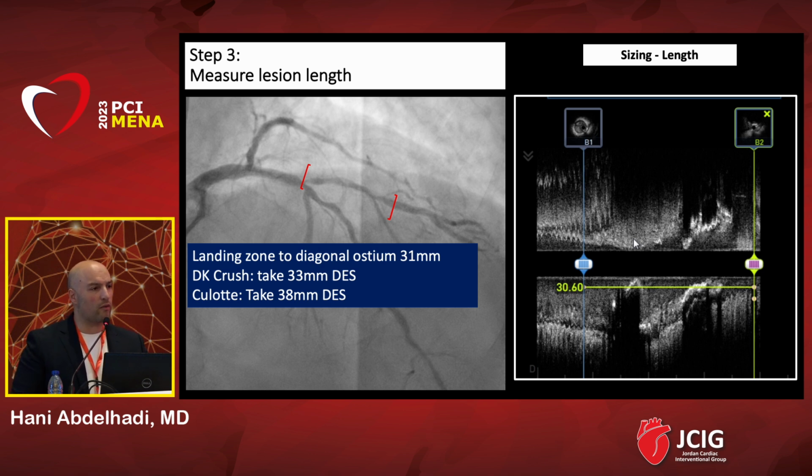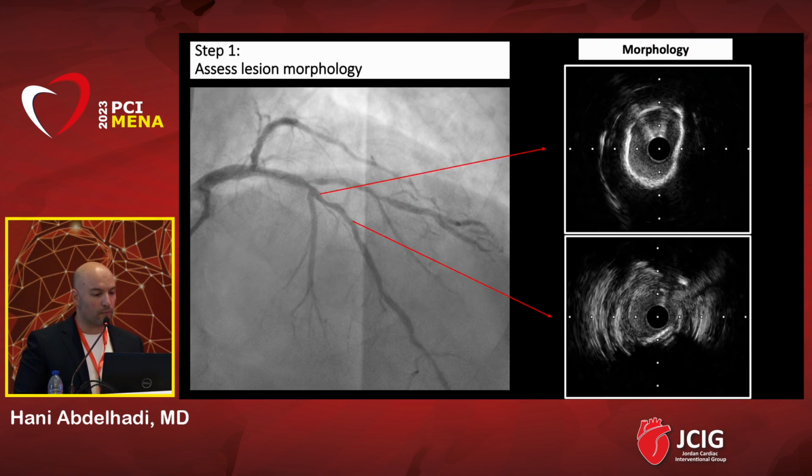Therefore, up front, you know that if it's 31 millimeters, if I'm going to do a DK crush, I'll take a 32 or a 33 millimeter stent. If I'm going to do a culotte, I'll take it to 38 so I can have more space for the proximal pot. You then do the exact same thing for the LAD.